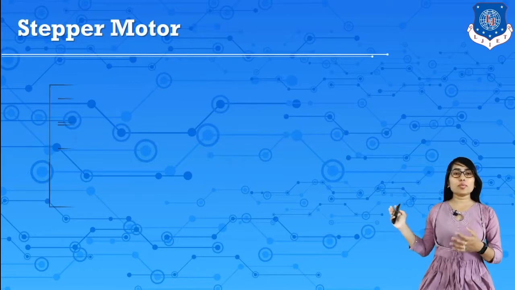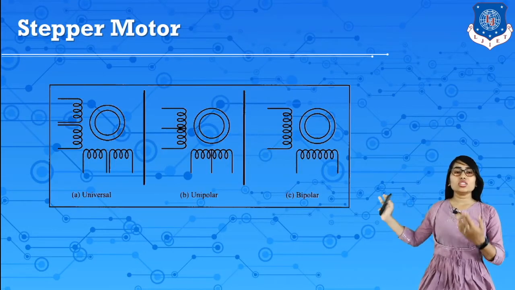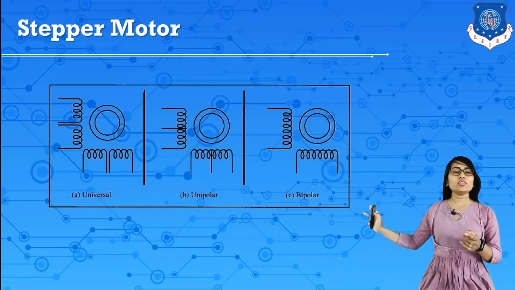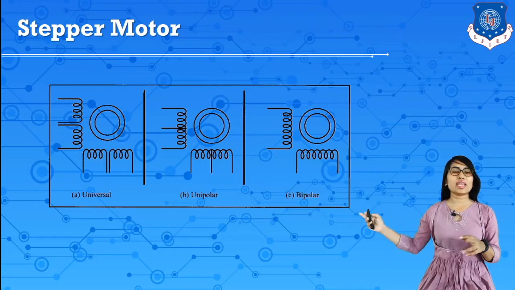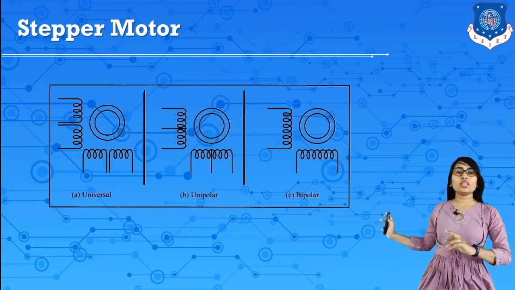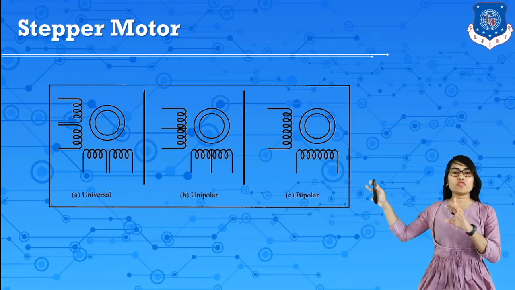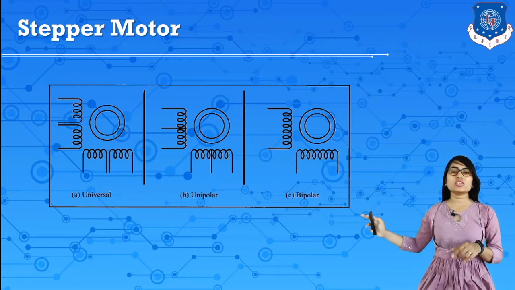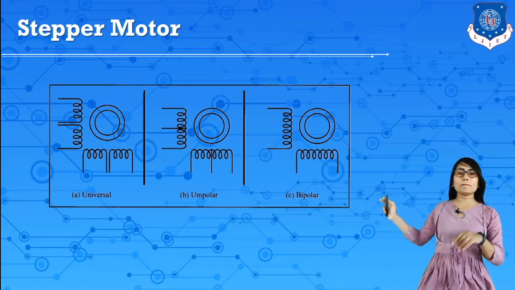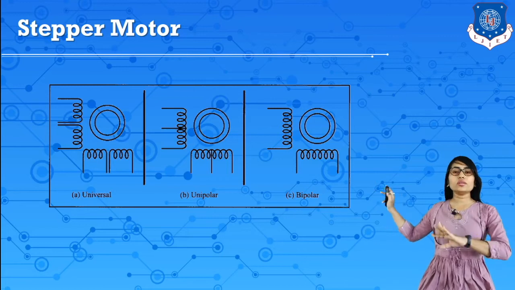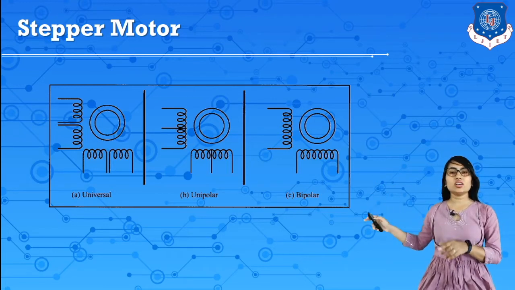So stepper motors look like this. This one is unipolar and bipolar universal, that means it can be rotated in both directions. Here the windings look like this. Unipolar has a center tap transformer, so it is a fixed rotor and its stator looks like this, and this is a bipolar. Here this round is our rotor and this is our stator. So this is a stepper motor.